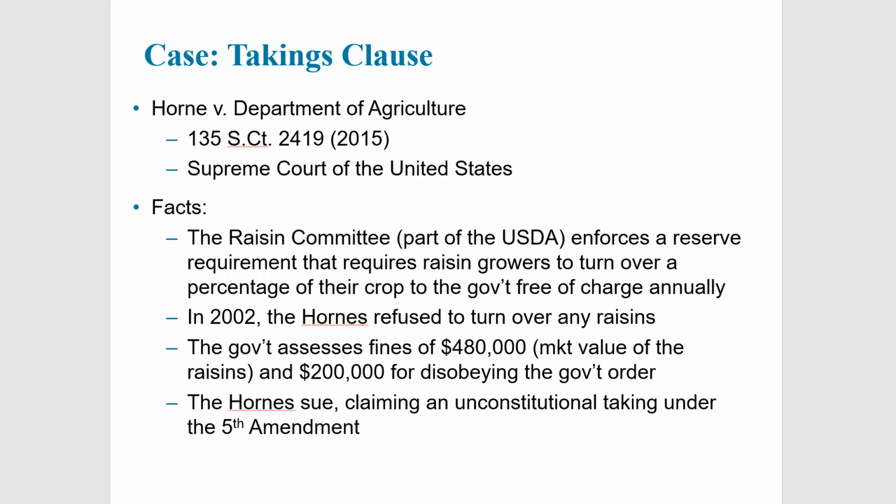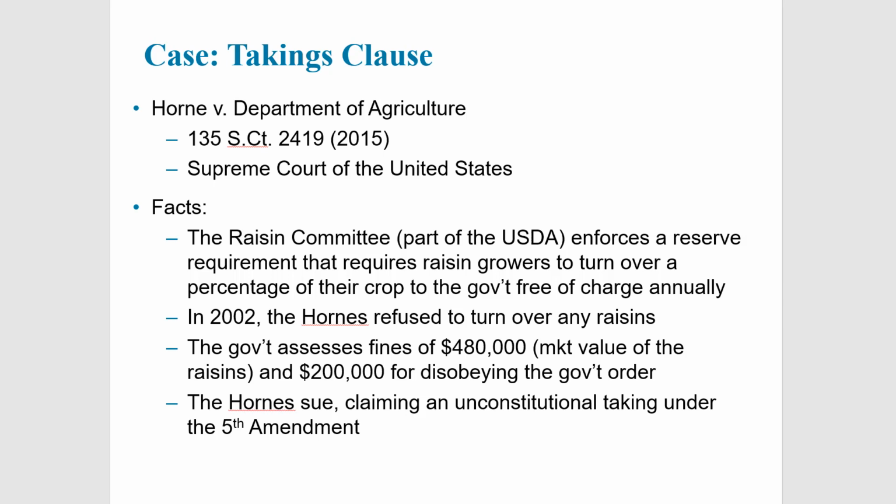A case here involving the Takings Clause is Horne versus the Department of Agriculture. This happened in 2015, and it did go to the Supreme Court. The facts of the case are that there was a raisin committee, which was part of the USDA, the federal government, that enforced a reserve requirement that required raisin growers to turn over a percentage of their crop to the government free of charge every year. That percentage could be quite high, in the order of the mid-30s to the mid-40s percent of their crop being turned over to the government without any compensation.